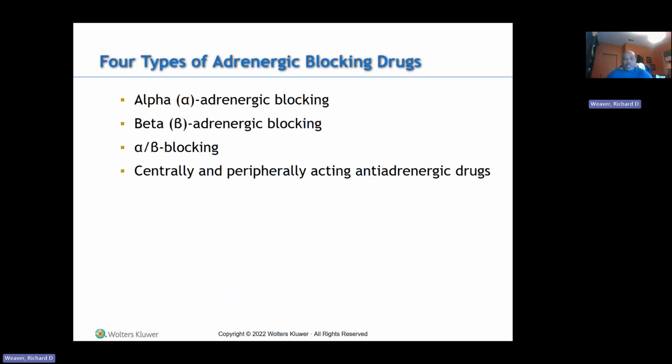As far as when we talk about centrally and peripherally acting anti-adrenergic drugs, these are drugs that prevent the release of the neurotransmitter, the norepi. So this is what we were talking about, how it'll either block the receptors or it'll stop the release of the norepi. Now, these drugs block the adrenergic nerve impulse in both the central and the peripheral nervous system. Remember, the central nervous system is the brain and spinal cord, and everything else outside of that will be your peripheral nervous system, to include the autonomic nervous system. All right.